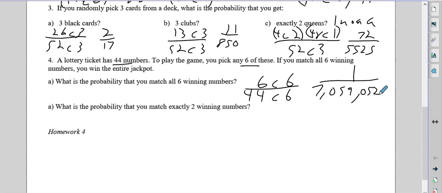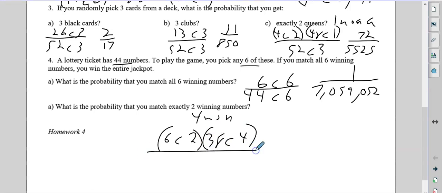Now, what's the probability you get exactly 2 winning numbers? That means 4 non-winning numbers. So, the 2 winners from the 6 and 4 losers from the remaining 38. And again, there's 44 total, and you're picking 6. This is one the calculator will not do, so it ends up being 0.1569. And that is it.